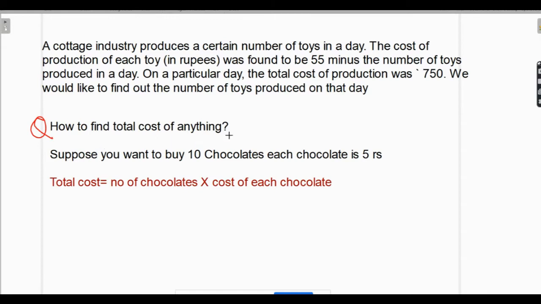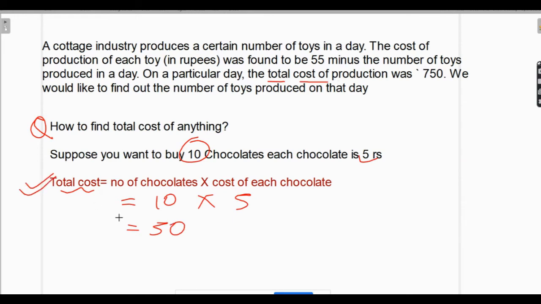How to find the total cost of anything? What is given to me is total cost only. That is why I have made a new question. Any question in life you get, how will you find the total cost? Suppose you want to buy 10 chocolates. Each chocolate is 5 rupees. What is the total cost? Of course, total cost will be total number of chocolates into cost of each chocolate. So total cost will be 50. This is the total cost formula.